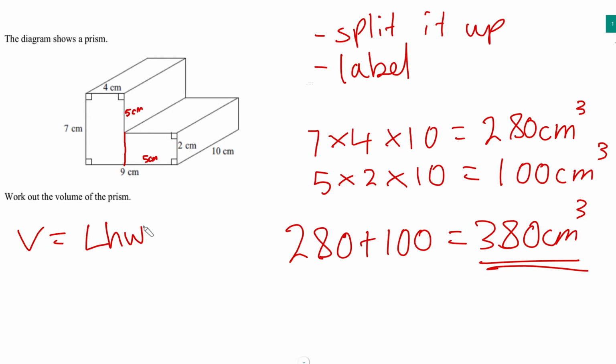So, to recap, remember the volume is length times height times width. It's simply just the face, the front bit, and then you multiply it by the depth or the length, whatever you want to call it. Remember, whenever you've got compound shapes, first split it up, label as much as you can. You see this 5? In this case, it wasn't very helpful, which we already knew, but in other questions it could be, so label as much as you can.